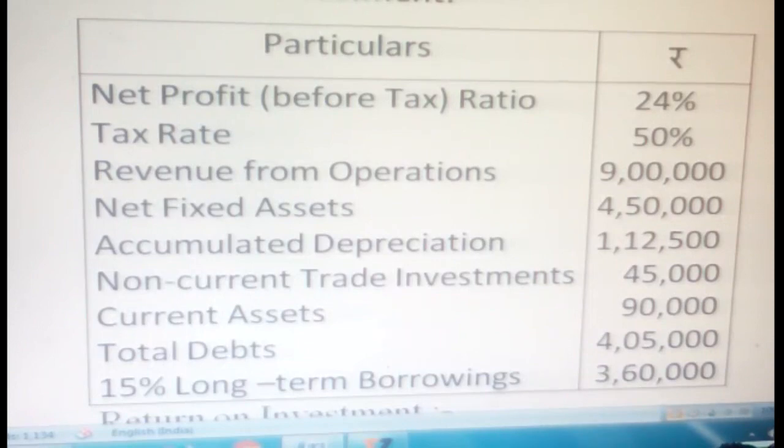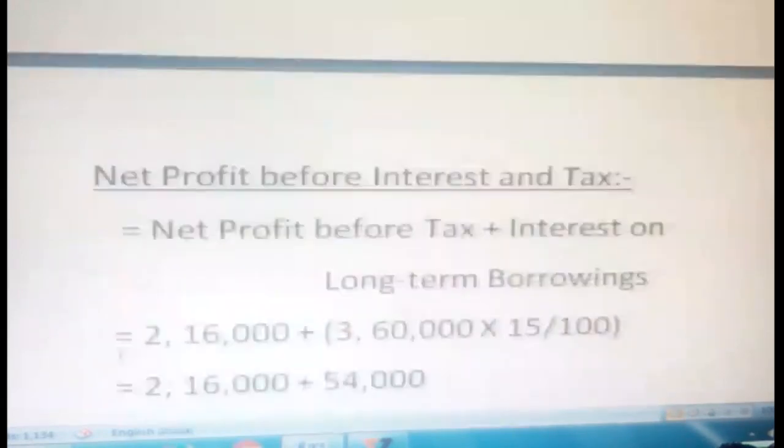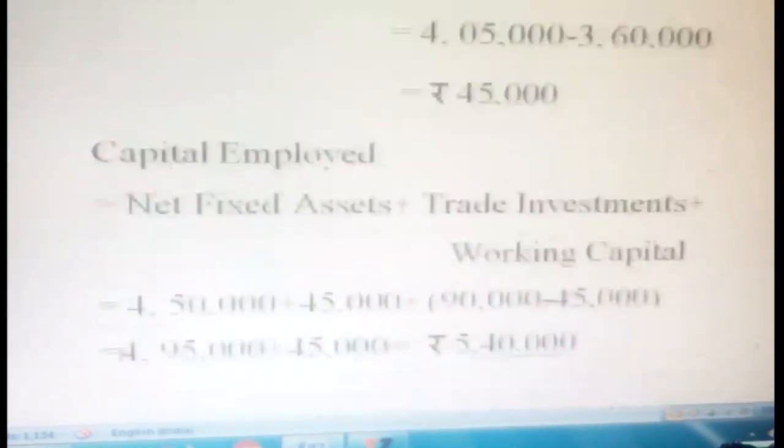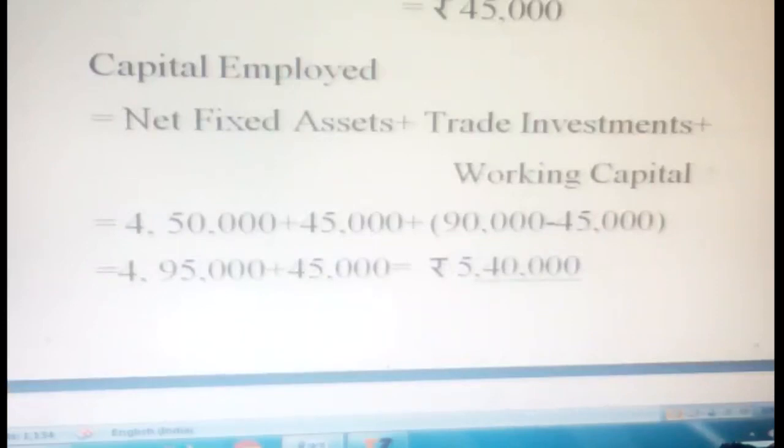That you won't do, because the information clearly mentions net fixed assets. So you need not deduct accumulated depreciation once again. Be very careful. They gave accumulated depreciation to confuse you, but they gave net fixed assets. So you consider only 4,50,000. Trade investments 45,000. And working capital, nothing but current assets minus current liabilities, you get 45,000. Once you add net fixed assets and trade investments, then working capital 45,000, we got 5,40,000.